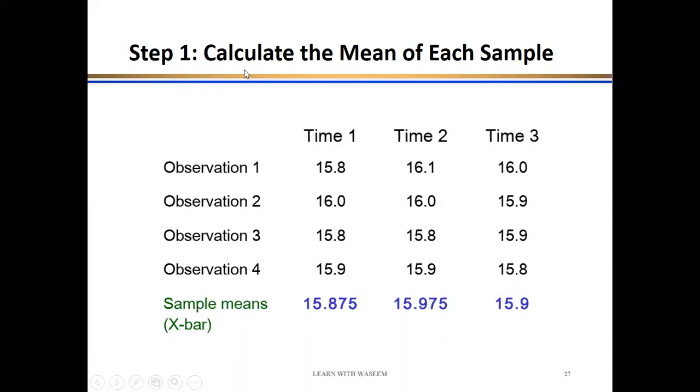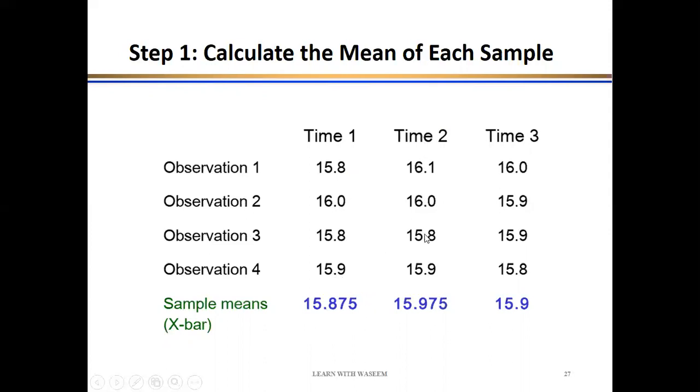In the first step we have to find the mean, x bar. Mean for us is actually the x bar. So how do we take the mean? Mean is the summation of the first column divided by the number of values. So the mean for the first column would be 15.8 plus 16.0 plus 15.8 plus 15.9 divided by the number of samples, which is 4, and that would be equal to 15.875.